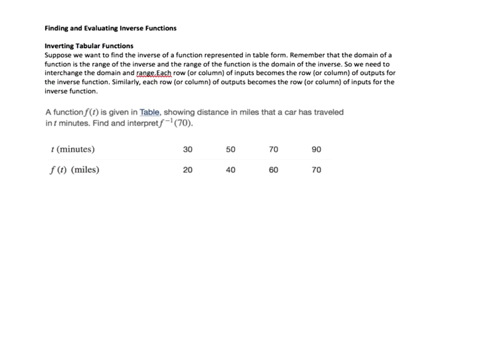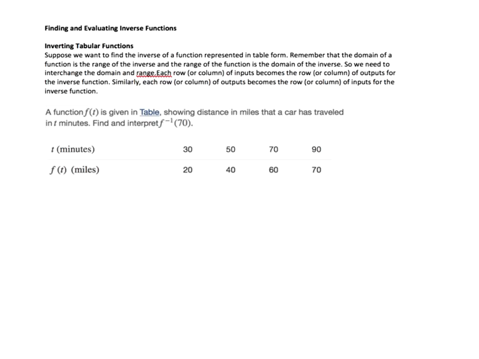Okay, so suppose we want to find the inverse of a function represented in table form. Remember that the domain of a function is the range of the inverse function, and the range of the function is the domain of the inverse. So we need to interchange the domain and the range. Each row or column of inputs becomes the row or column of outputs for the inverse function, and vice versa.